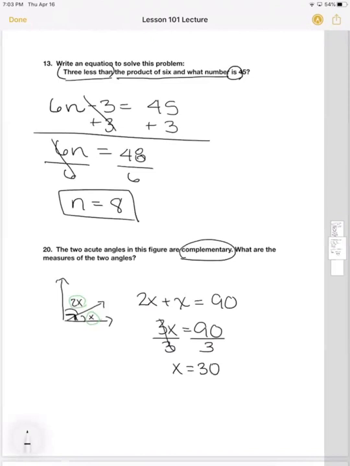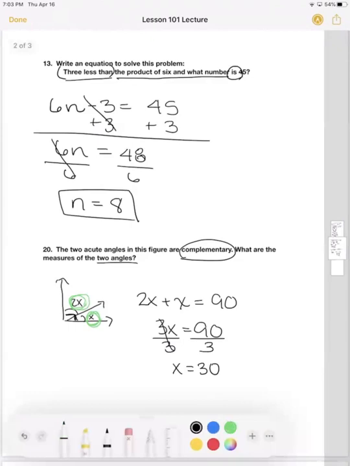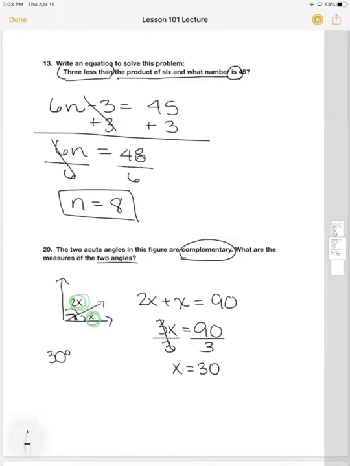Now, it says to find the measure of the 2 angles. So let's look at them. Let's remember that my first angle has a measurement of x, and my other angle has a measurement of 2x. So I know that my one angle with a measure of x is 30 degrees, just because x is 30. And then my other angle is 2 times x. Well, that's easy. What is 2 times 30? Well, it's 60. And so my second angle is 60 degrees. And that is how you solve an angle problem using an algebraic equation.